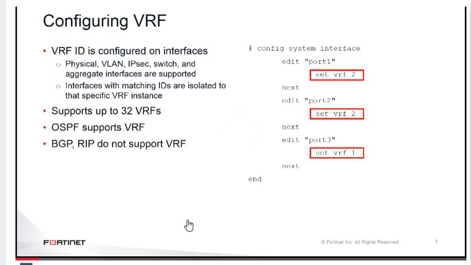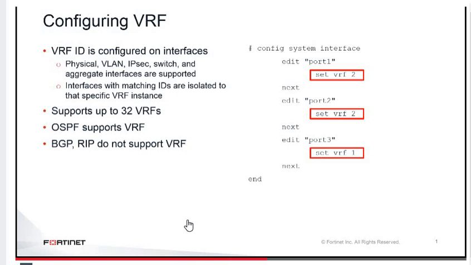FortiGate supports Layer 3 routing isolation using VRFs. You can configure a VRF ID on an interface. A wide range of interfaces are supported, such as physical, VLAN, IPsec, switch, and aggregate interfaces. Interfaces with matching VRF IDs are isolated to a VRF instance.